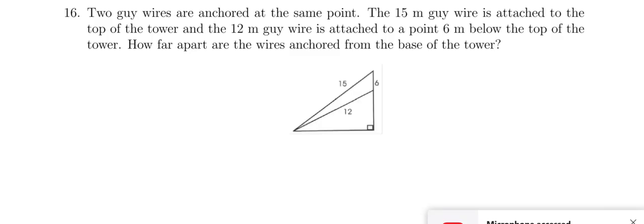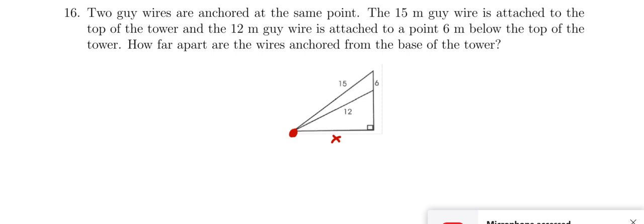So this question says two guy wires are anchored at the same point. Okay, that would be down here. The 15-meter guy wire is attached to the top of the tower, and the 12-meter guy wire is attached to a point 6 meters below. How far apart are the wires anchored from the base? So actually what we want to know is this little distance down there.